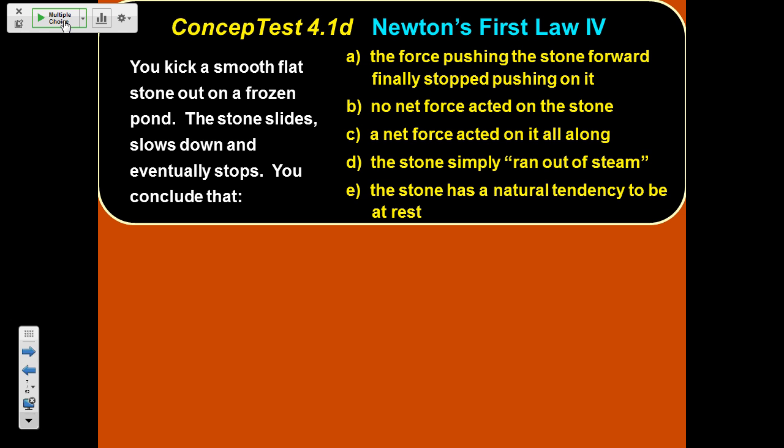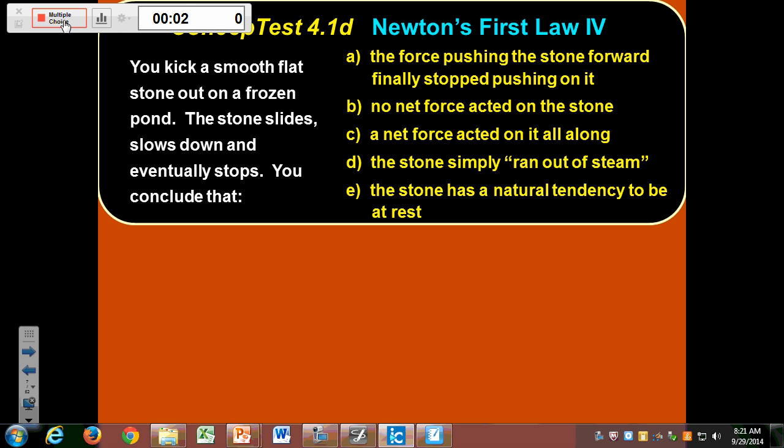All right, you kick a smooth, flat stone on a frozen pond. The stone slides, slows down, and eventually stops. You conclude that which of these?